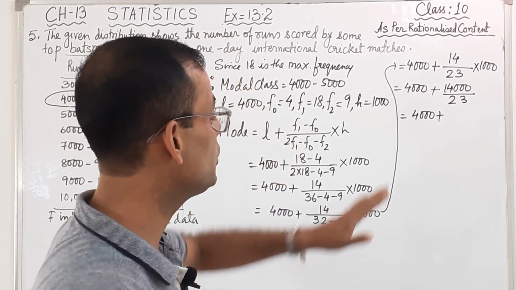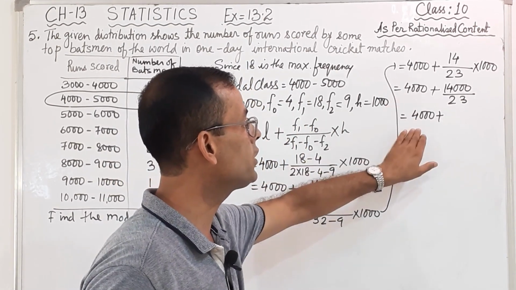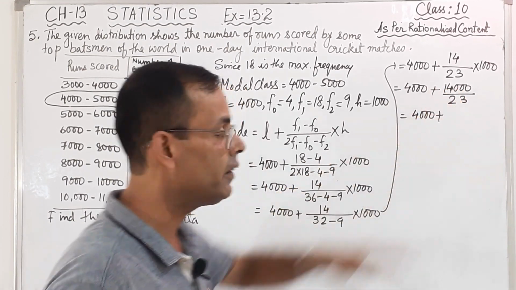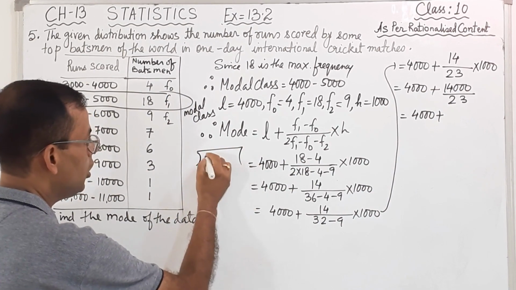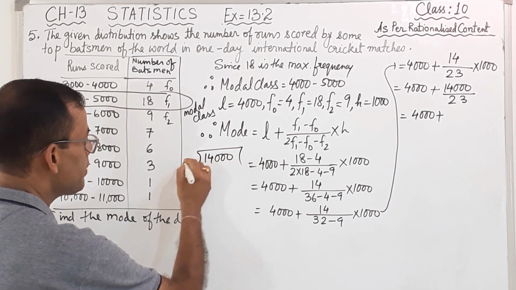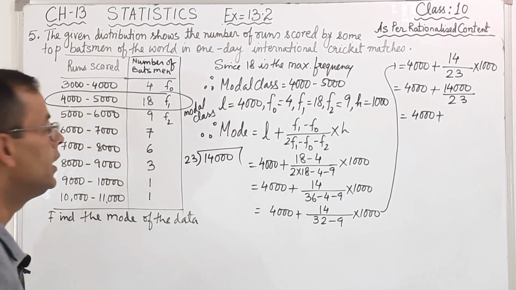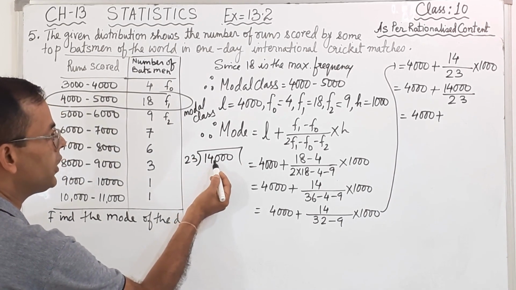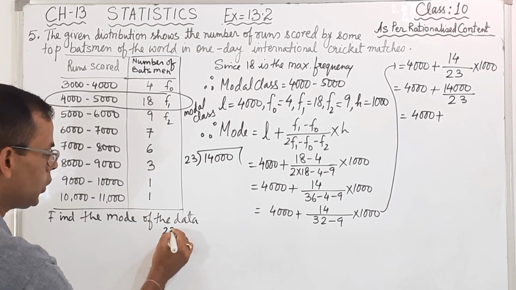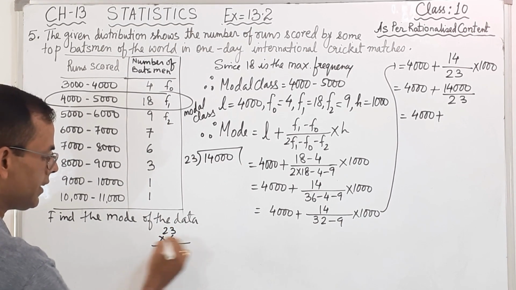Now let us come back to the sum. Now it is written here 4000 plus. Now we will divide this one. So once we divide, let us do the division here. So 14,000 and this is 23. Will it go with 1? No. Then 14? No. Then now 140. So let us try 23 into 6. Let us see.